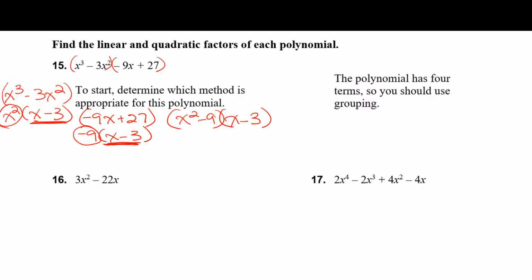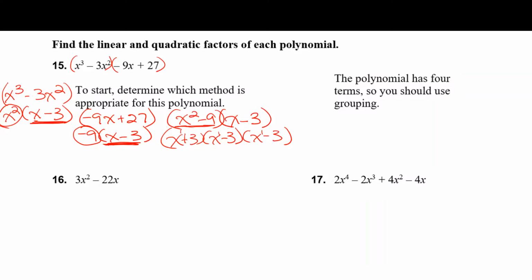I haven't totally factored it because this x squared minus 9 is actually the difference of perfect squares. So it can be factored down to x plus 3 times x minus 3, and then my x minus 3. So all of these x's are to the power of 1. That tells me these are linear factors. All of them are linear factors. Okay, let's look at number 16.